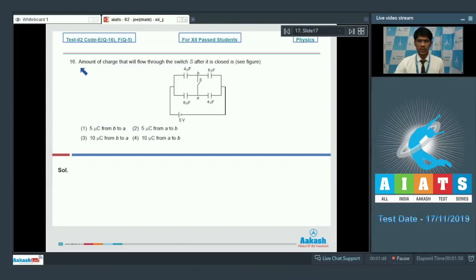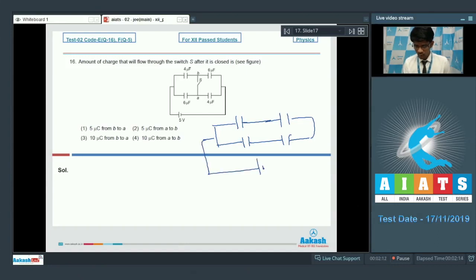In question number 16, the amount of charge that will flow through the switch S after it is closed is, see the figure here. We need to find how the charge will flow after the switch S is closed. So first, we shall find the effective capacitance and the charge distribution before and after the switch is connected.